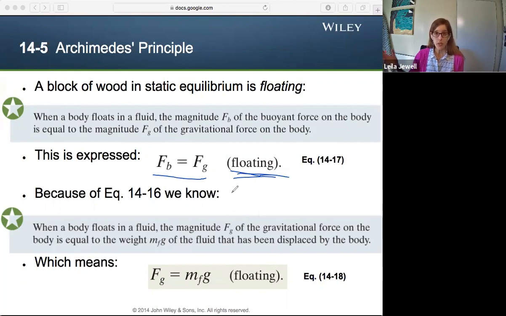Because of our previous definition of the buoyant force, we know that when a body floats in a fluid, the magnitude of the gravitational force on the body is equal to the weight of the fluid that has been displaced by the body. This F_g here is the weight of the object itself. It's a normal m times g, and it's equal to the weight of the displaced fluid, m_f times g. This again is only in the case that we are floating. So it is definitely a special case, but if you can recognize that, then you have this additional parameter that you can work with.